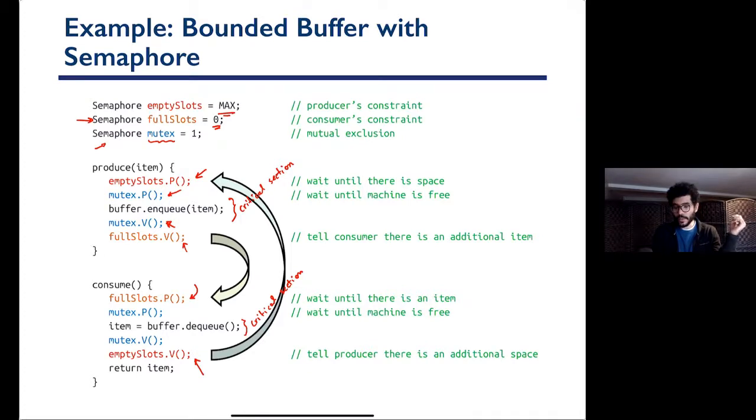Wait, but don't we call V on full slots? Yes, we do. So what? Here we are calling V on full slot. Let's say initially I create 3 threads to call produce. What will happen is full slot becomes 3, and then I might create 3 threads to call consume, and then they make full slot go back to 0. So it's possible.